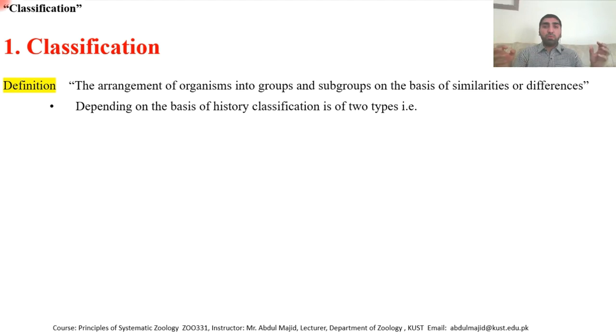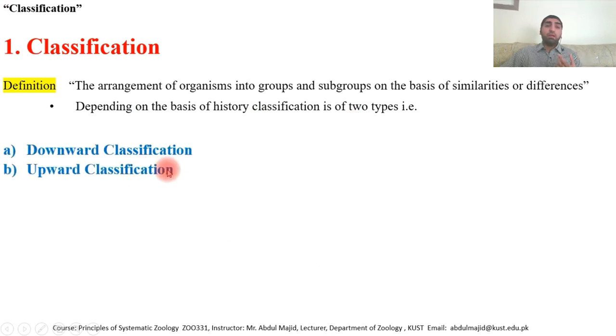And why are we placing them in different groups? Because they have different characteristics. And why do we keep them in one group? Because they have similar characteristics. Now, on the basis of the history of classification, classification is of two types: downward classification, and the next one is upward classification.